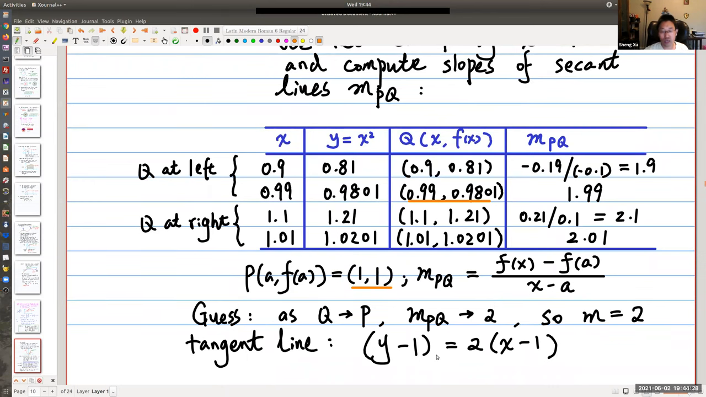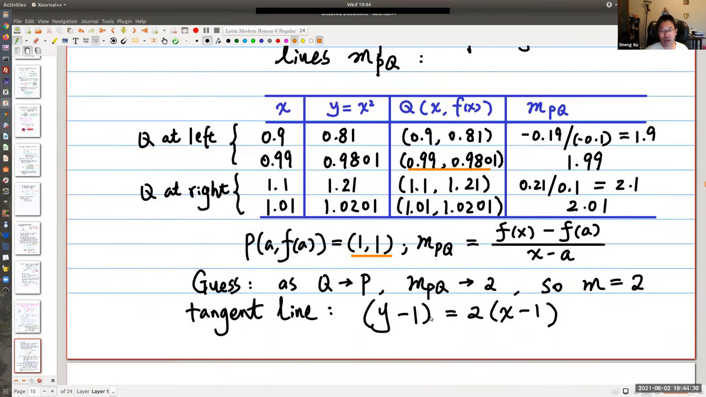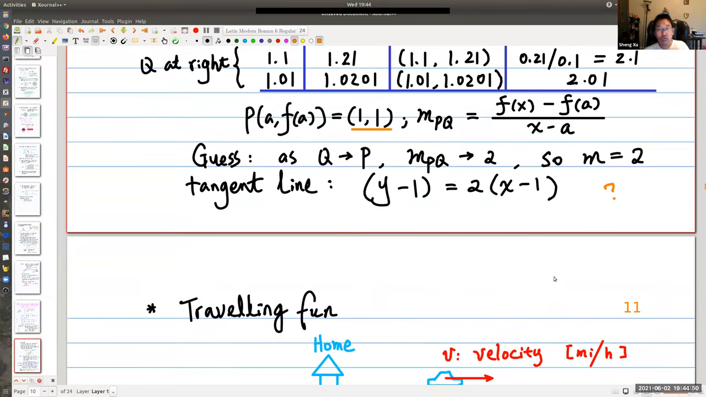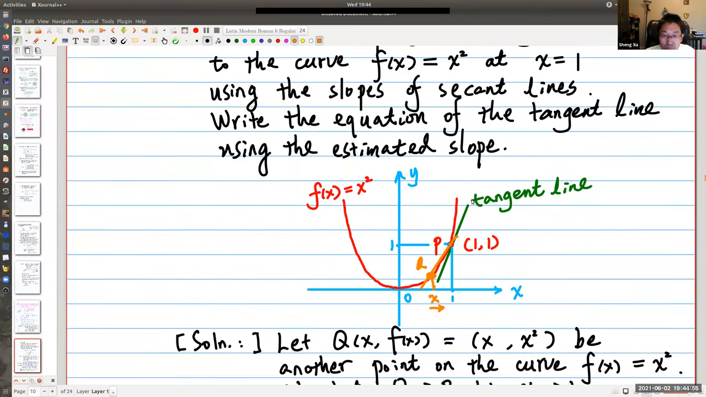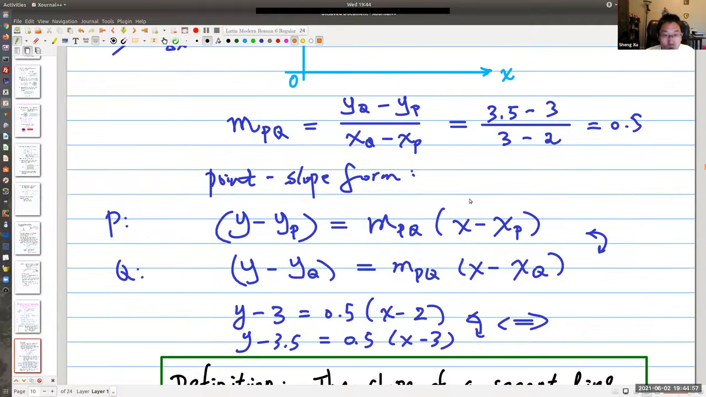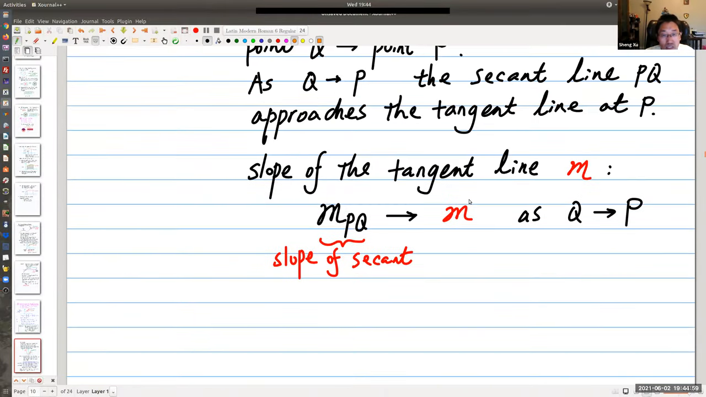Then you can write down the equation for the tangent line: y minus 1 equals 2 times x minus 1, right? Use the point P. But is this correct? I have to put a question mark, right? Because it's a guess. And in differential calculus, we learn how to find this slope exactly. Okay, so that's the tangent problem.